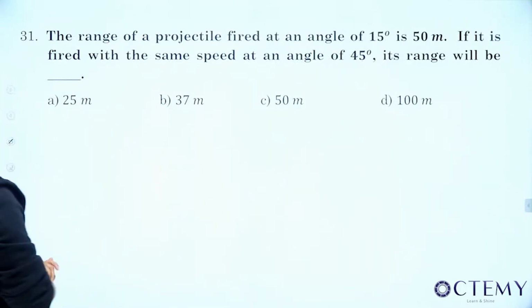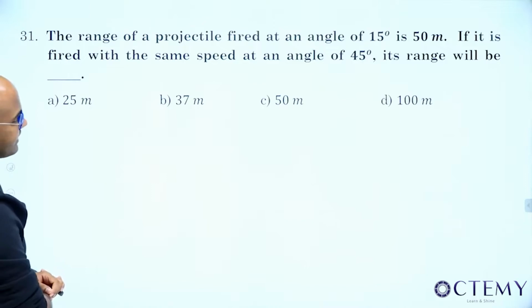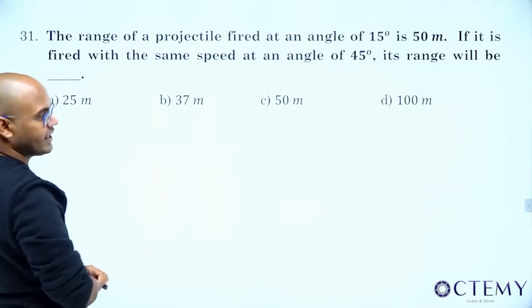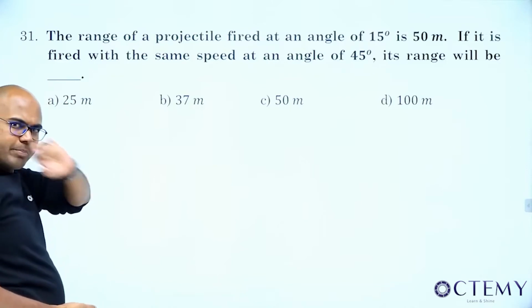This is a simple question, sir. The range of a projectile fired at an angle of 15 degrees is 50 meters. If it is fired with the same speed at an angle of 45 degrees, its range will be dash. Without keeping a pen, you can do it.